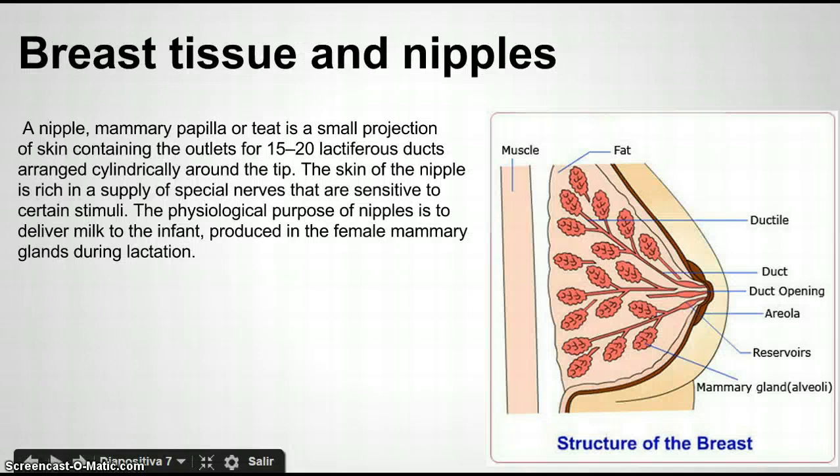Breast tissues and nipples. A nipple, mammary papilla, or teat is a small projection of skin containing the outlets for 15 to 20 lactiferous ducts, arranged cylindrically around the tip. The skin of the nipple is rich in a supply of special nerves that are sensitive to certain stimuli. The physiological purpose of the nipple is to deliver milk to the infant, produced by the female mammary glands during lactation.